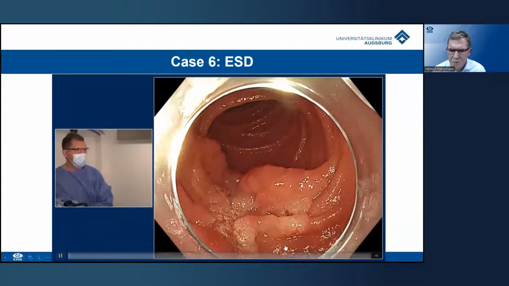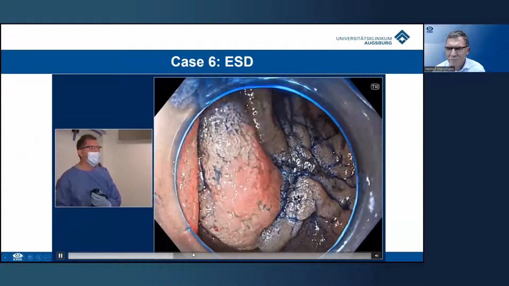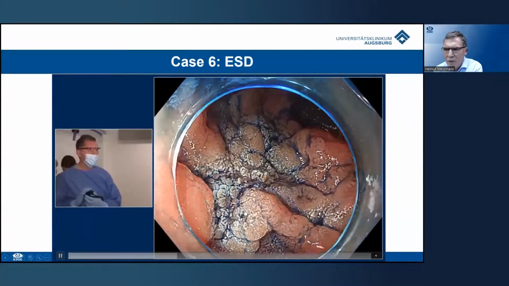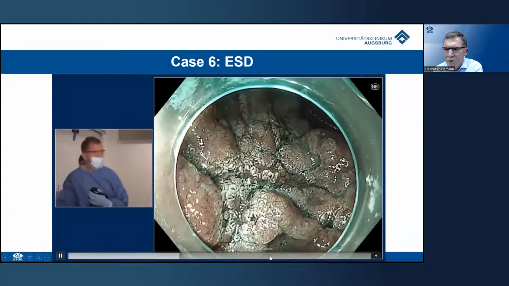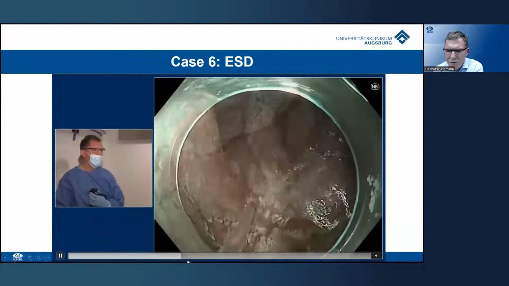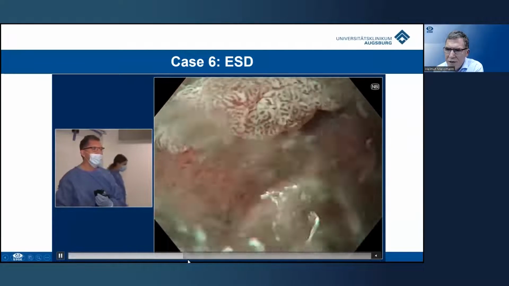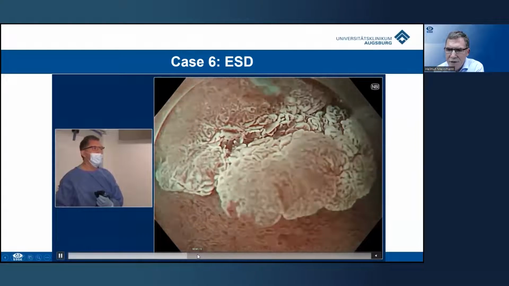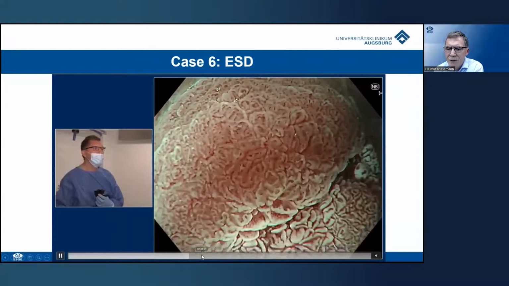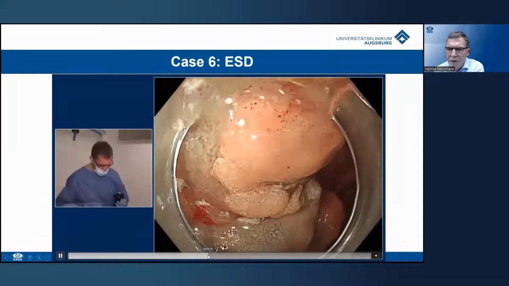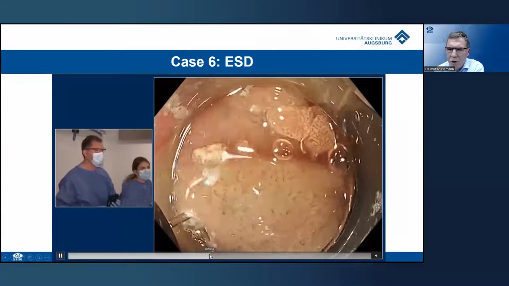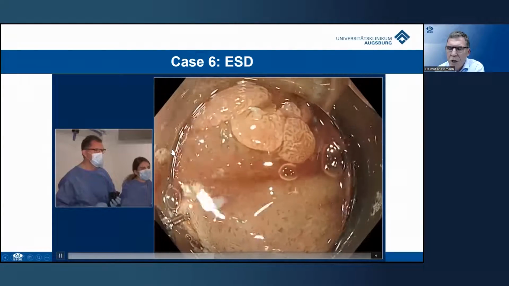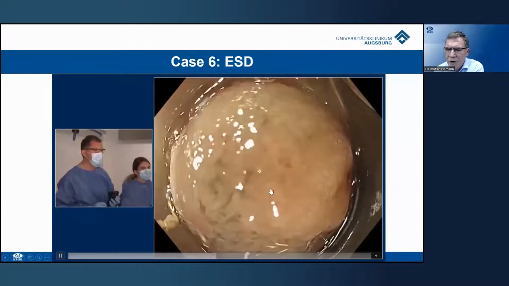This is a 59-year-old patient. The reddish area is now, after staining with indigo carmine and TXI, a very nice delineation of the lesion. And this lesion had some abnormalities in the center and depressed areas. So I decided to go for an ESD procedure. And then similar to ESD in the colon or in the stomach, after circumferential marking, then the circumferential incision.